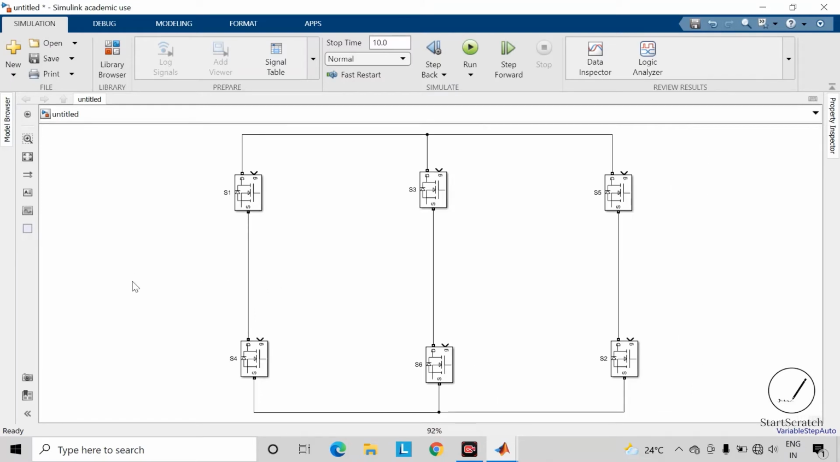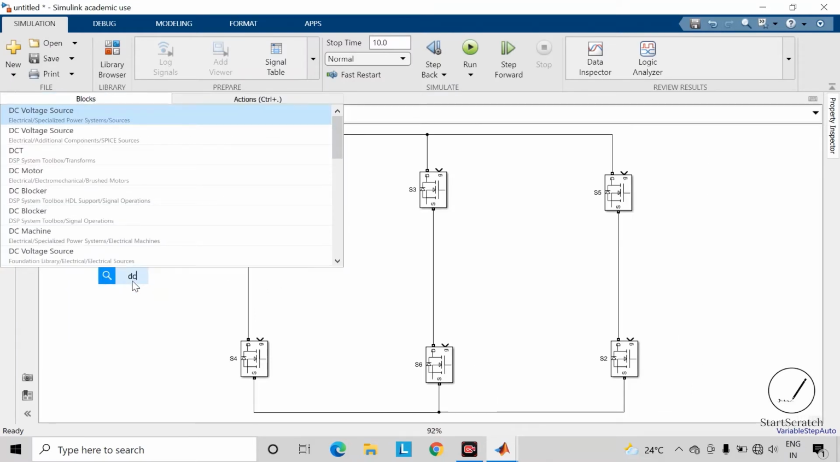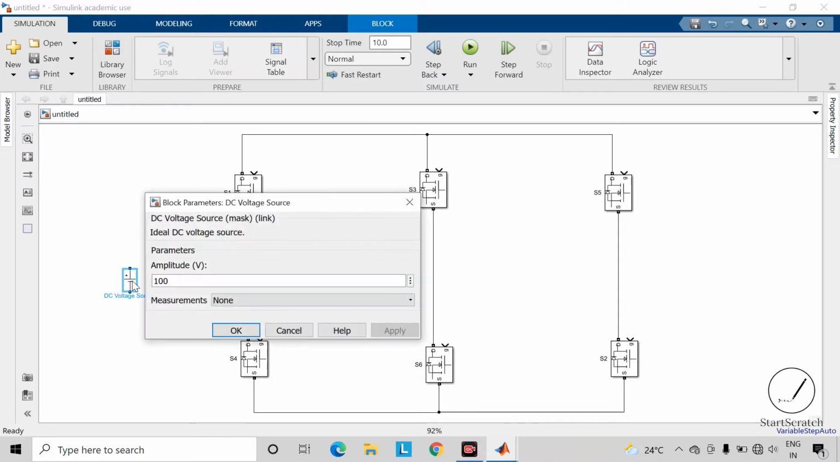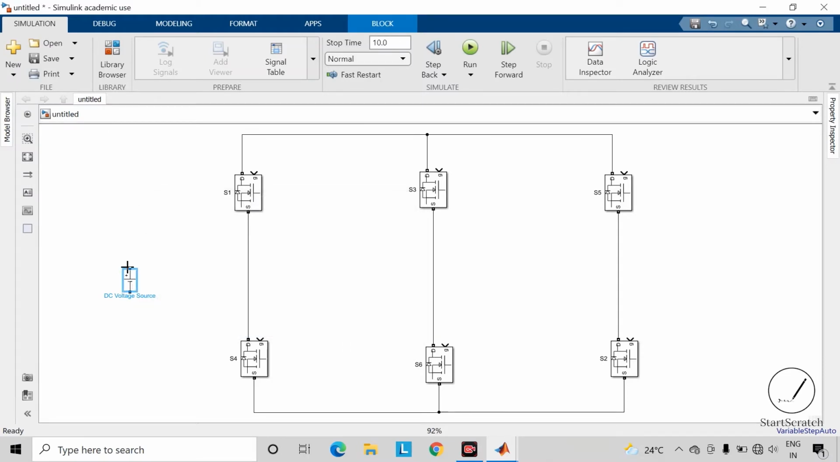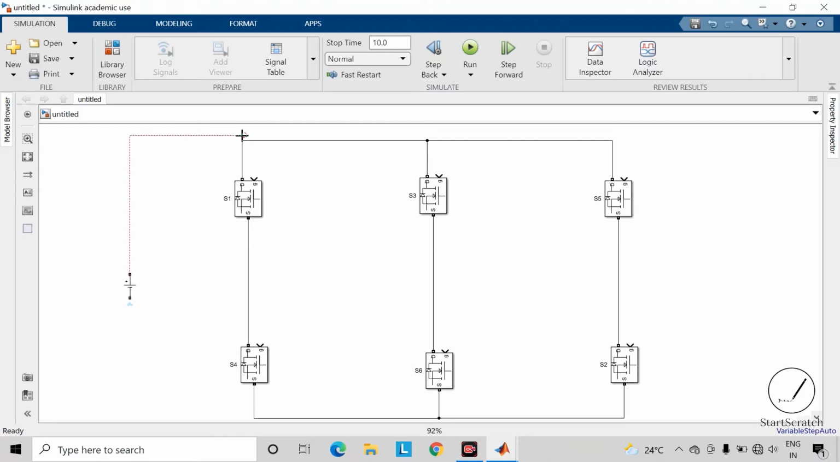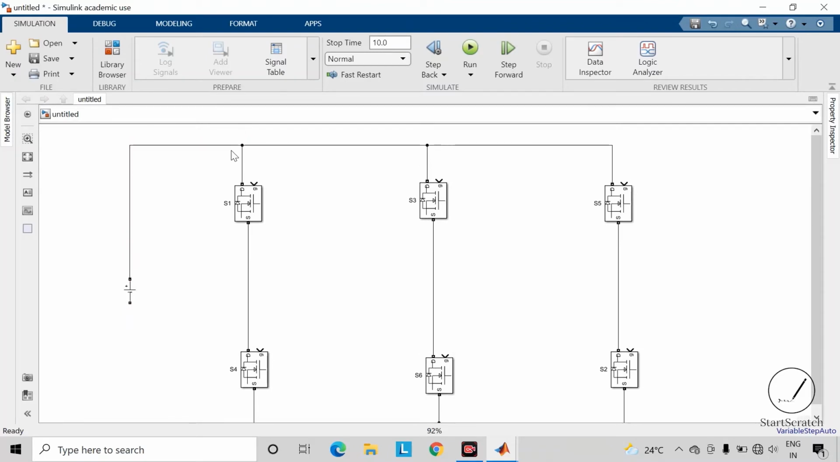Take a DC voltage source. We will keep the amplitude as 100 volts and connect this across this bridge configuration.